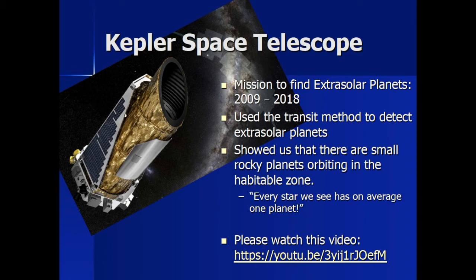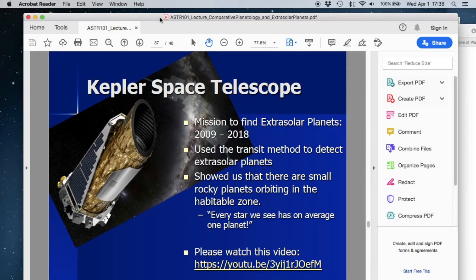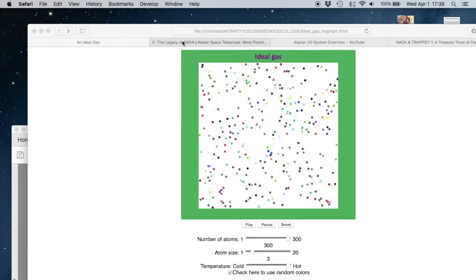So really, every star we see has on average one planet, and the Kepler Space Telescope was the one to really show us that. So let's check out a video on just the basics of the Kepler Space Telescope mission.